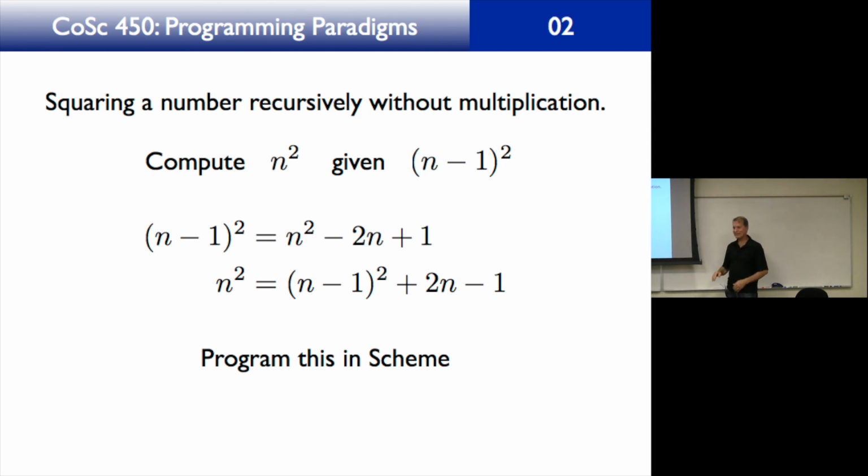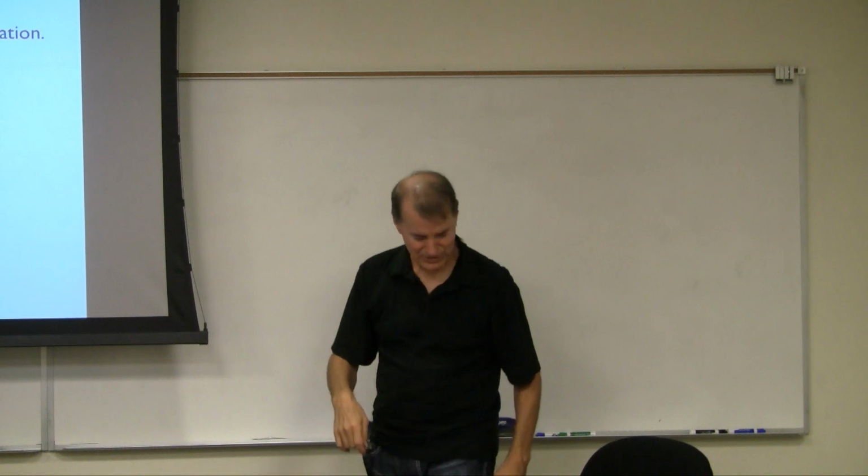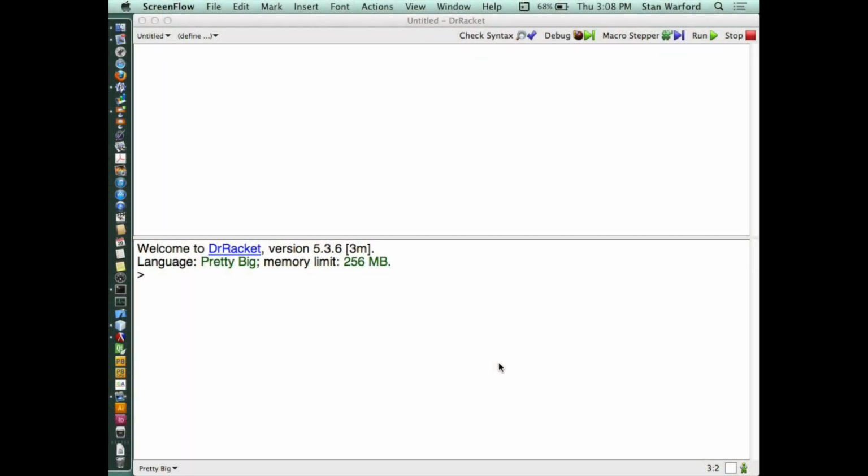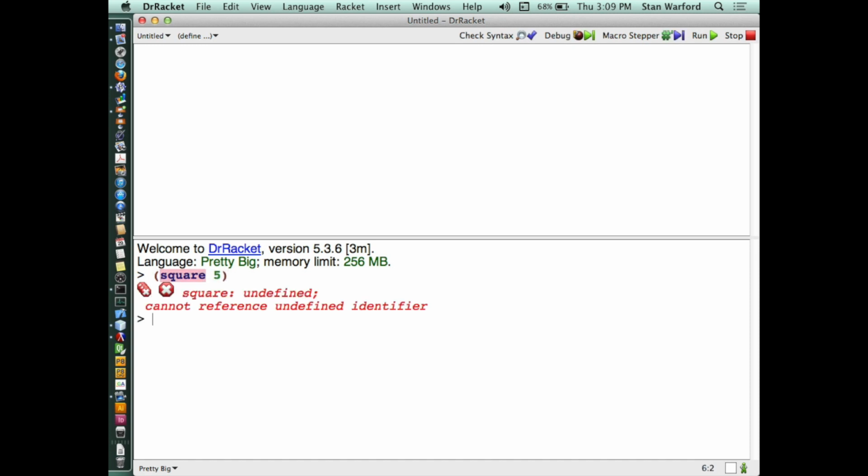So let's do it. You got your Scheme? You got your Dr. Racket up? Can we figure out how to do this using what we know about Scheme? Okay, so let's try. What we want to have happen is, see if we do square 5 here, I think it doesn't work, right? Or does it? Does it have square in it? I don't think so. Yeah, it's undefined. Okay, so let's define square.